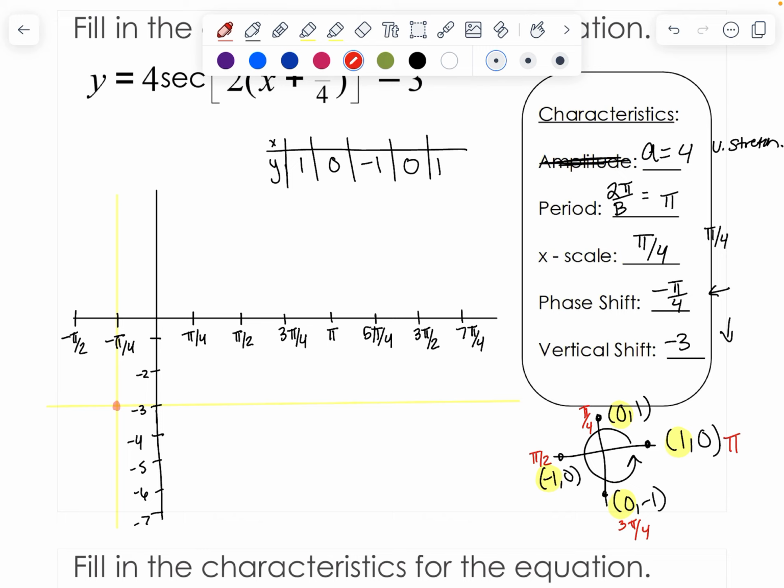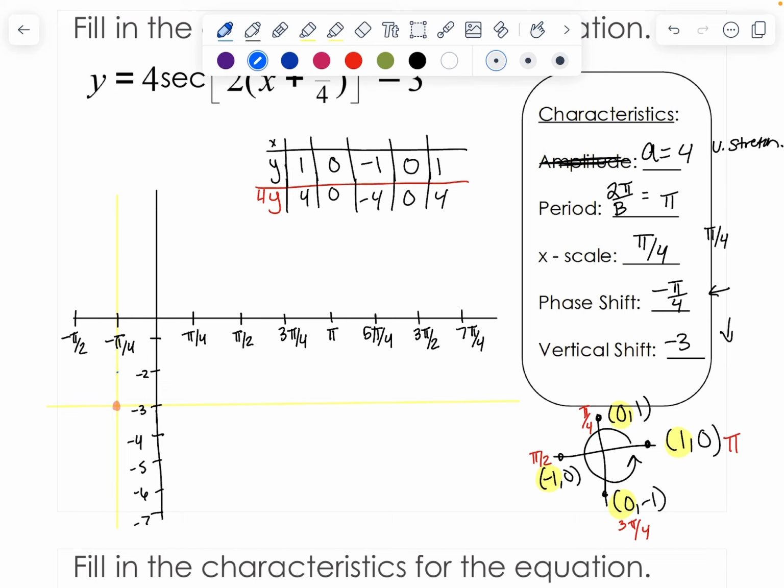And then I want to graph from my shift, and I actually have an amplitude of 4, so I have to do 4y here. And so I'm multiplying my middle numbers here by 4. It's going to be 4, 0, -4, 0, 4. So I'm going to graph from my 0, 0 point, and I'm going to do this as a dashed line because this is actually my cosine graph. So this is not my secant graph yet.